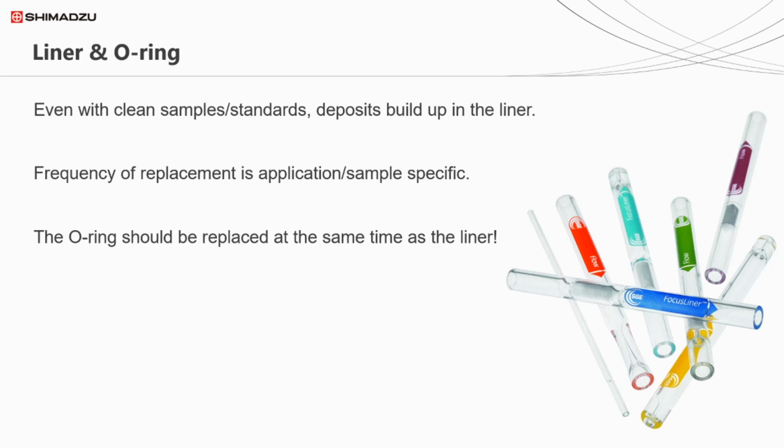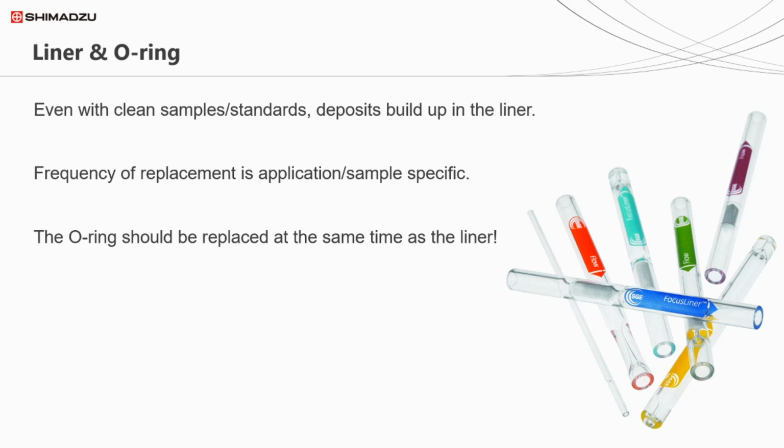The liner can also suffer from contamination, as one of its main purposes is to filter any non-volatile material from the sample. This helps protect the column and detector, and is important even when running assumedly clean samples and standards. The frequency of liner replacement varies, and is based on the application and sample, but typically is replaced every 20 to 100 injections.